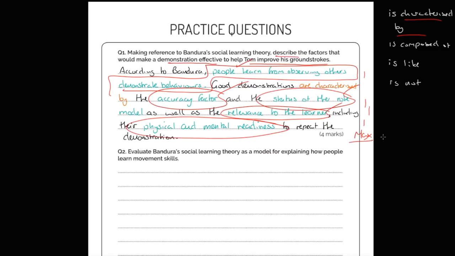So I'm using my descriptive language to describe, in this case, through giving the characteristics of the factors. What are the factors that would make a demonstration effective? So that's a nice answer. I'm giving the characteristics. I'm not going on to evaluate. I'm not going on to analyze. I'm not going on to compare. I'm describing. And if that's what I'm asked to do, that is what I'm going to do.